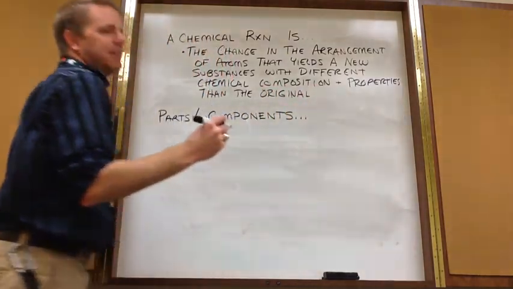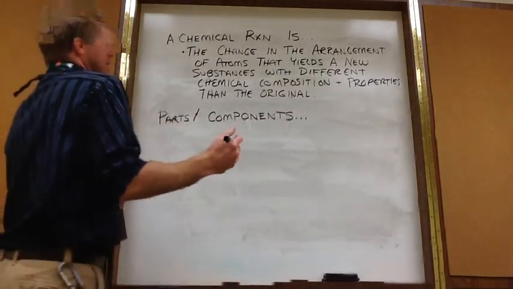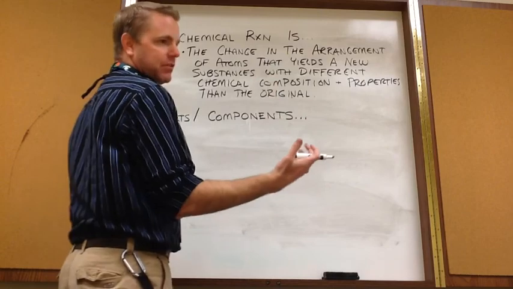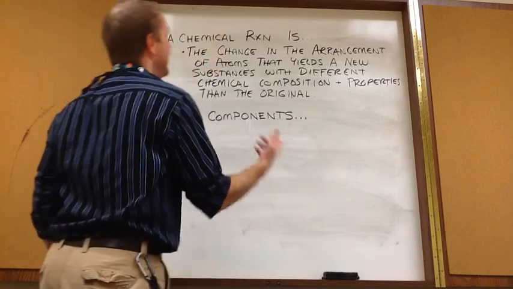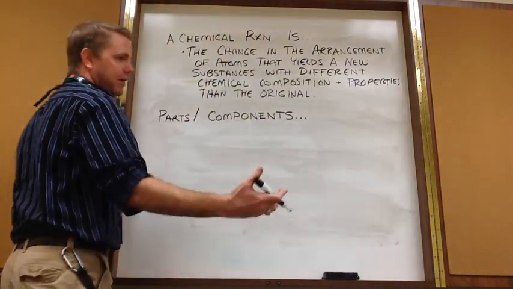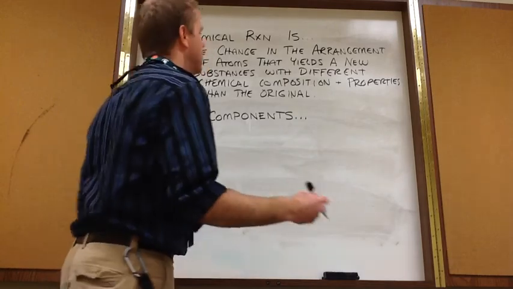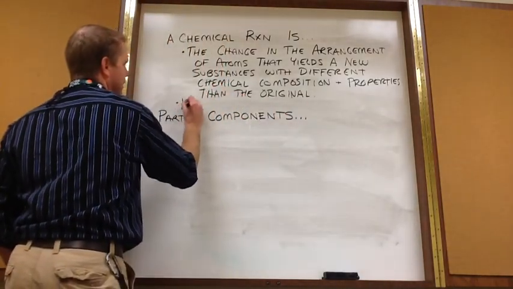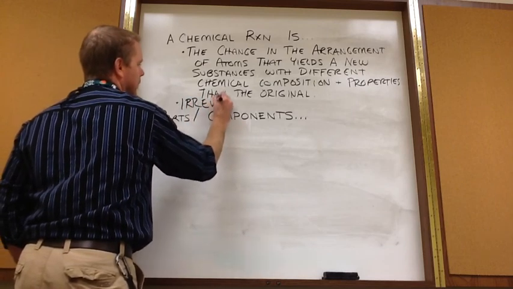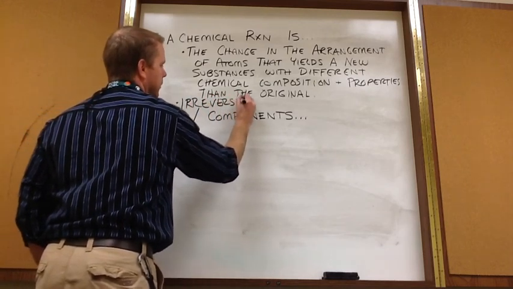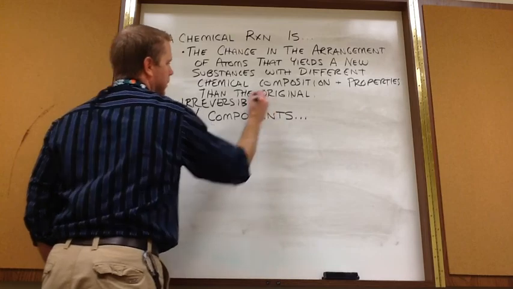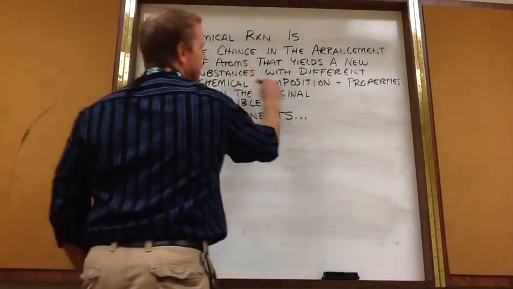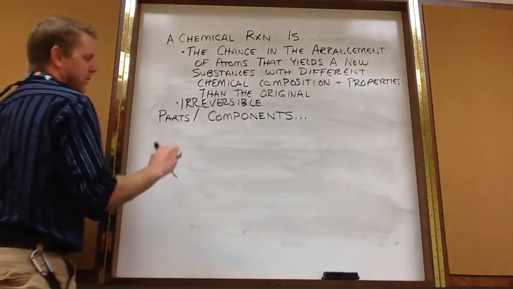Okay, so an example is a campfire, right? You burn the wood, and there's no way to get that exact composition or structure back because a chemical reaction occurred where we burned that wood. Now it's ash. The big thing I want you to note here is that they're irreversible. So, changing the arrangement of atoms, yielding a different chemical composition and properties, and they're irreversible.